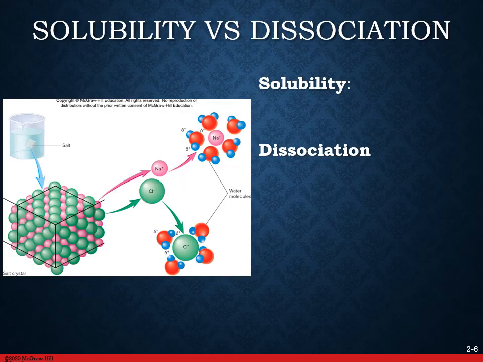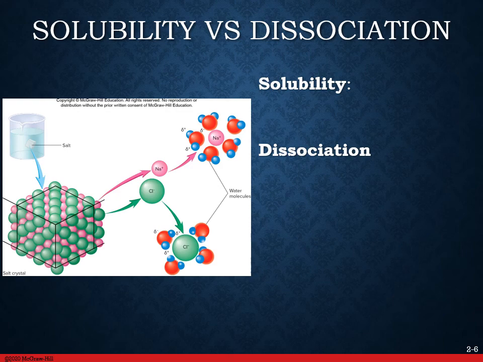Solubility and dissociation, I put this here because they're used interchangeably, and they shouldn't be. It's very incorrect. Solubility means one substance can dissolve in another. One substance can be dissolved by another. And like salt, if you put salt in water, it's going to be soluble.